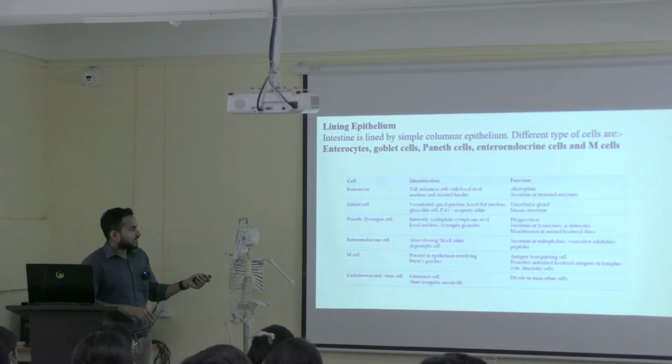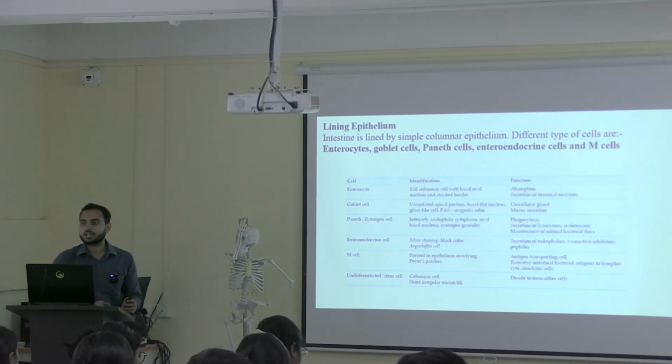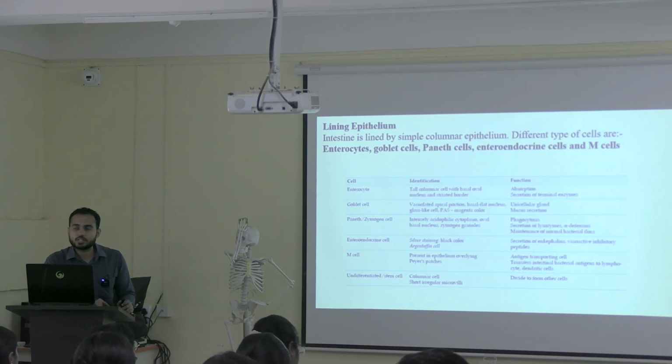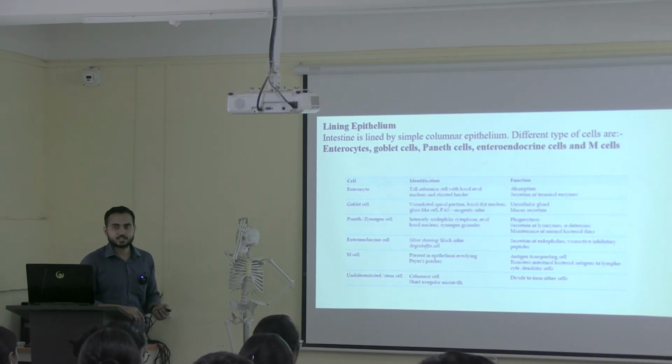Now uska function kya hai? It secretes, in case of the small intestine, enkephalins and vasoactive inhibitory peptides. So enteroendocrine cells ka function kya hai? In case of the small intestine, they will control the motility, the secretion, absorption, and blood flow in the small intestine. All those things are controlled by these enteroendocrine cells.